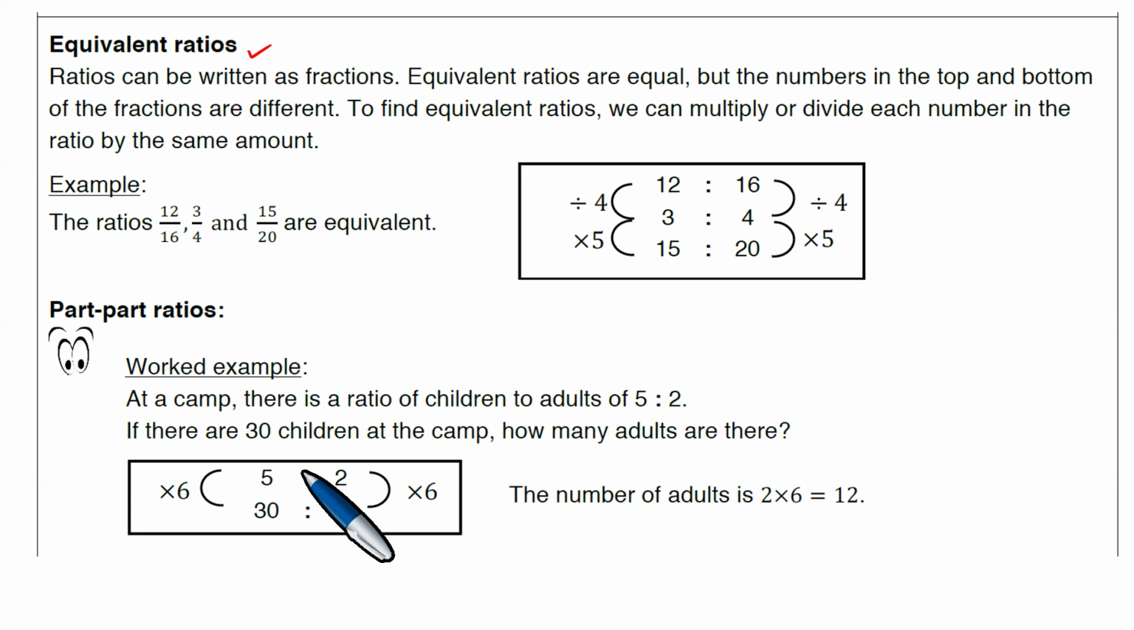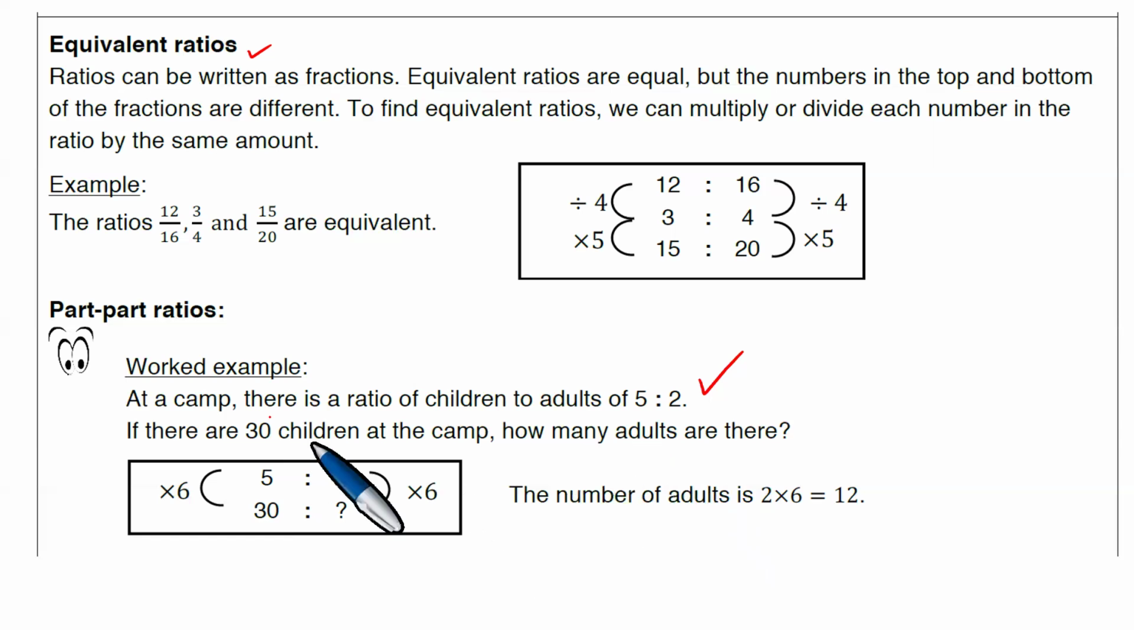So we continue. Worked example. At a camp, there is a ratio of children to adults, 5:2. If there are 30 children at the camp, how many adults are there?